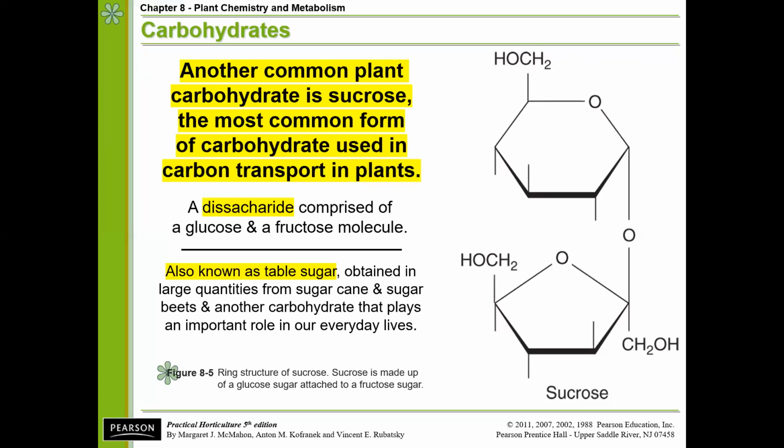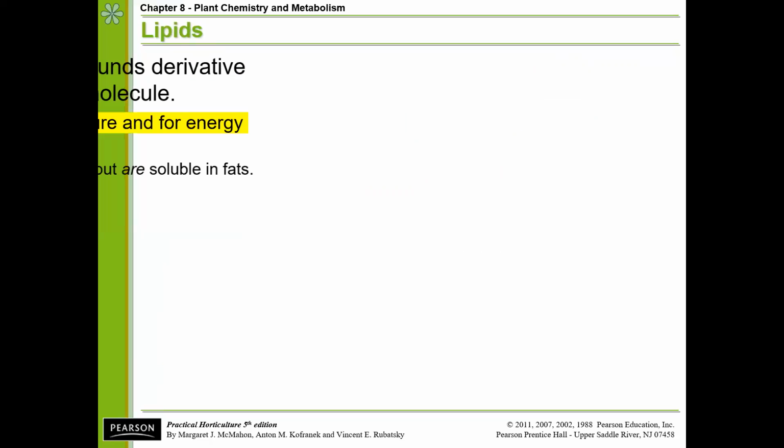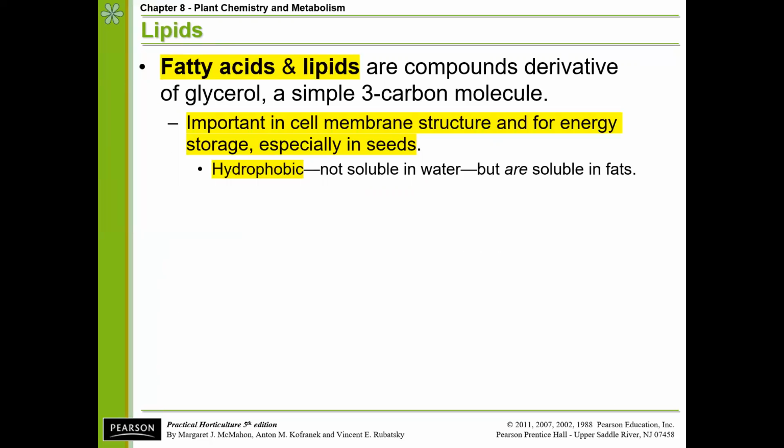Sucrose and fructose are used differently in plants, and carbohydrates are plant chemicals that are important to look at. Next are compounds derived from molecules, and these are important both in cell membrane structure and also very important for our metabolism. A lipid is needed in order to have a functioning metabolism.